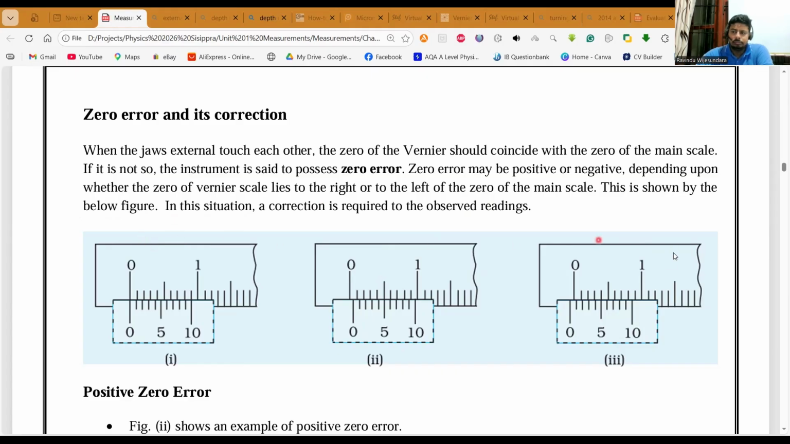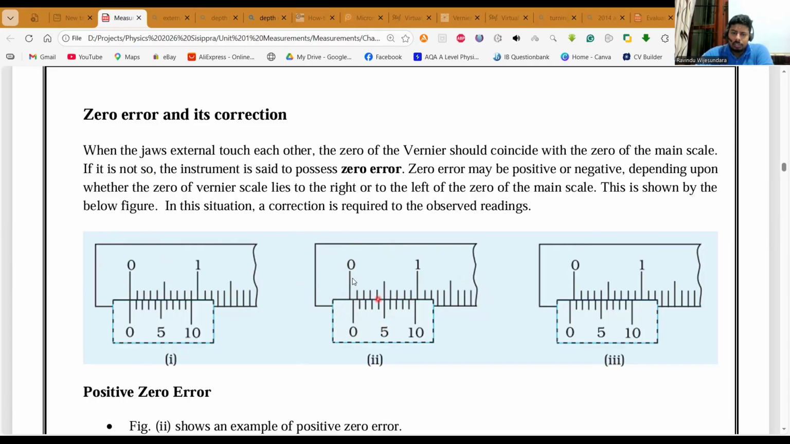If you go here, you can see in the first diagram, the vernier zero and main scale zero are perfectly coinciding. Therefore, there is no zero error in the first instrument. But if you look carefully at the second instrument, you can clearly see that even though the jaws are connected, it is not drawn there, but the jaws are touching each other, the main scale zero and vernier zero are not coinciding. So there's a length difference there.